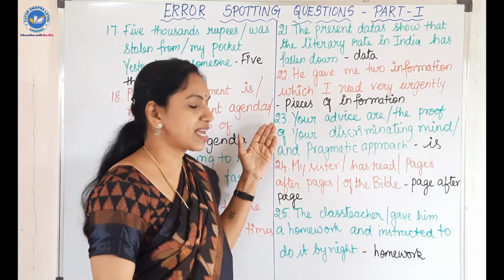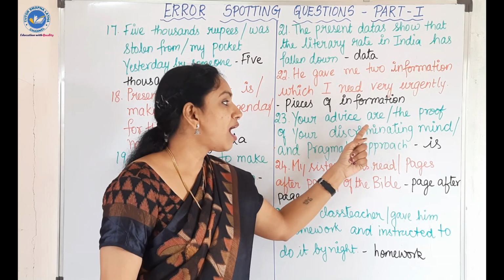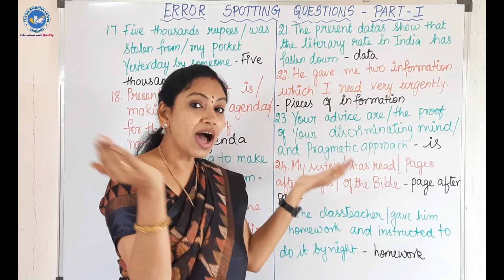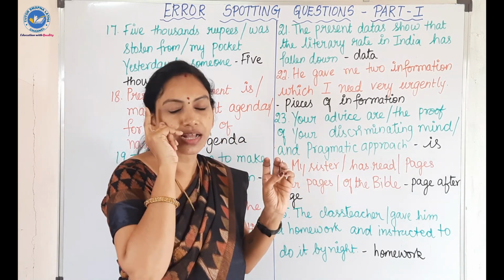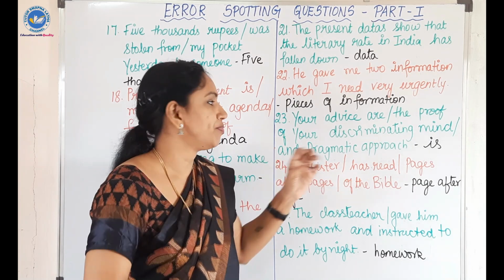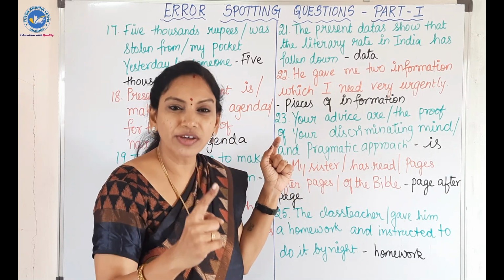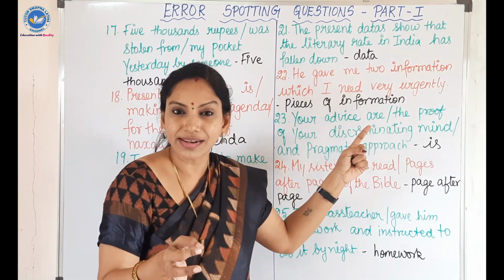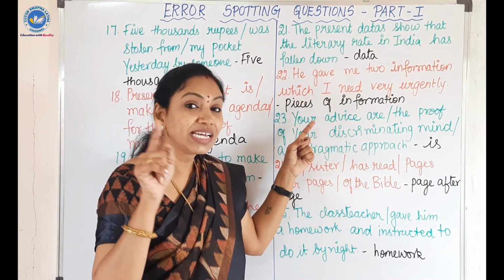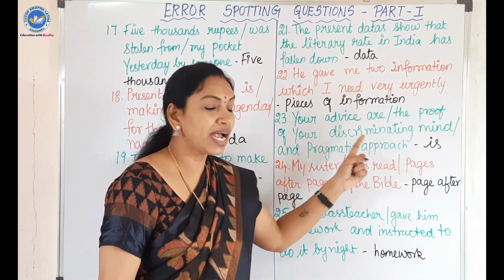Okay. Next, 23rd. Your advice are. Advice is singular only. But are, plural, they have given. I told you, when you have to decide about a noun, you have to look at its verb. Verb is are. The proof. Advice is singular only. But why have they given are? It's wrong. Okay, so what should you change? Your advice is the proof of your discriminating mind and pragmatic approach.